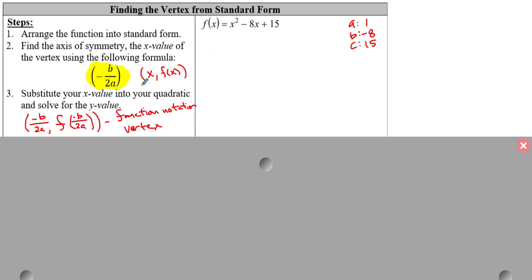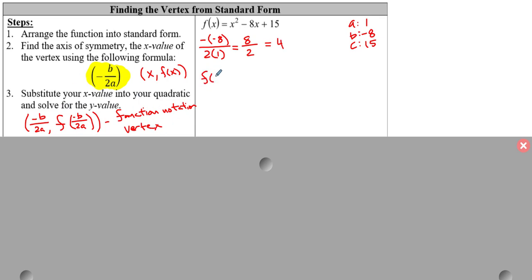So I'm going to use this formula to find my X value first. And remember, anytime you substitute, always substitute using parentheses. So I have a negative, and then I'm going to put my B value, which is -8. And I'll put that all over 2 times my A value of 1. And then -8 is the same as +8. And 2 times 1 is 2. 8 divided by 2 is going to give me a 4. So this is my X value.